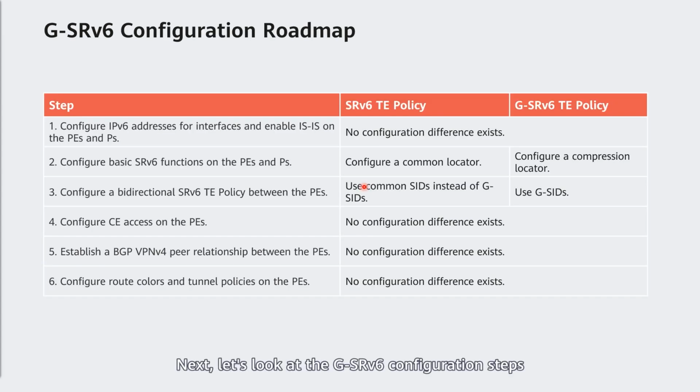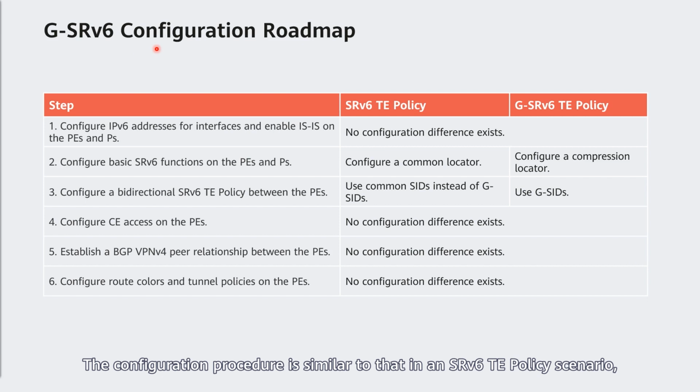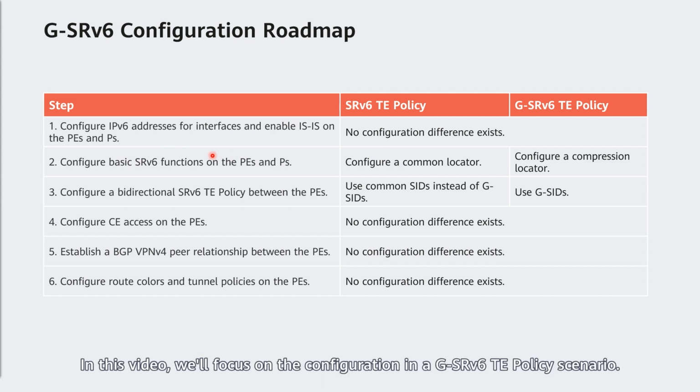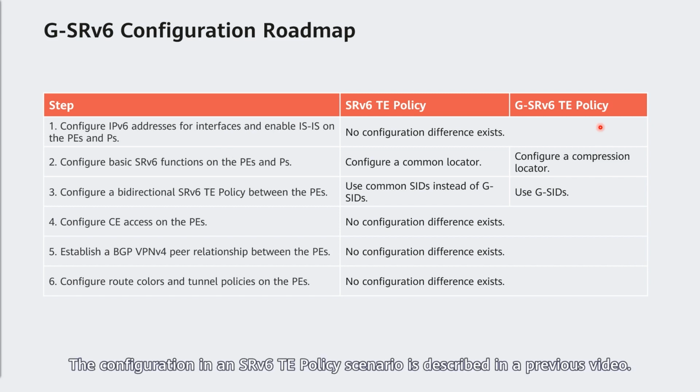Next, let's look at the G-SRv6 configuration steps in a BGP L3VPNv4 over SRv6 TE policy scenario. The configuration procedure is similar to that in an SRv6 TE policy scenario, except for steps 2 and 3. In this video, we'll focus on the configuration in a G-SRv6 TE policy scenario. The configuration in an SRv6 TE policy scenario is described in a previous video.